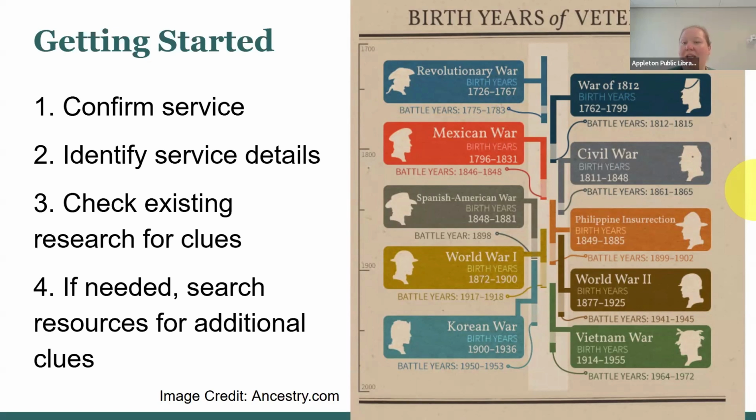I also have this handy dandy little cheat sheet that gives you the different birth years for potential veterans, as well as the battle years. So if you're, for example, looking at World War I, if you have an ancestor that was born between 1872 and 1900, they possibly could have served in World War I. So you'd go forth and try to see if you can find any information about their service and if they did in fact serve. And of course, if you still need additional clues or additional information to really drill down to what unit they served in, what branch they served in, all that stuff, you can do some additional searching with some of the genealogy tools that I'm going to show you today as well.